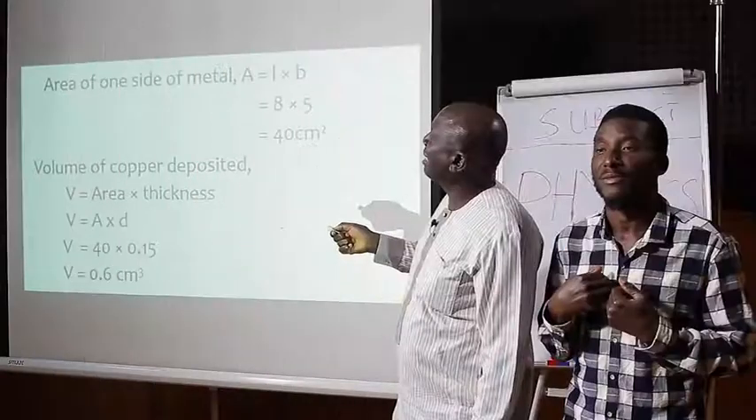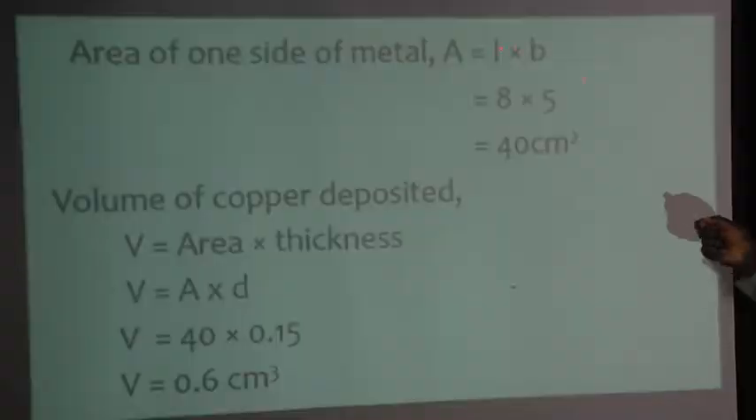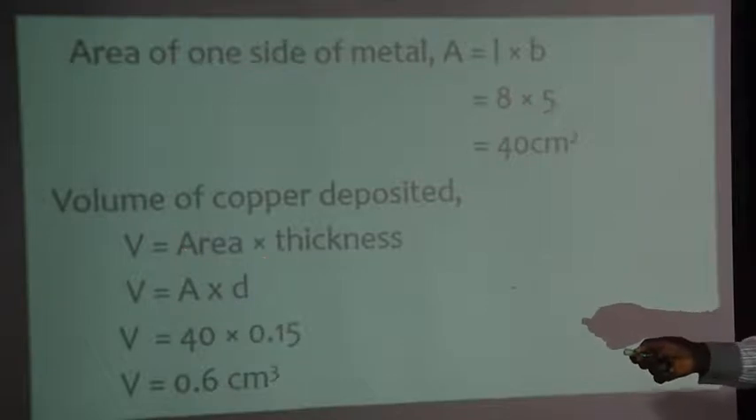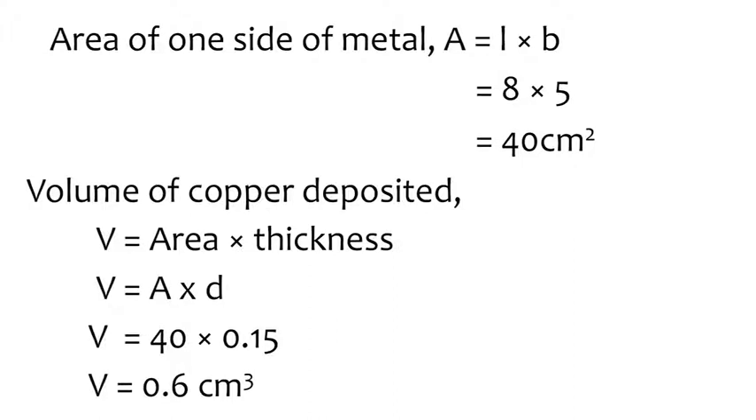So we have area of one side of metal, A, equals length times breadth, which is 8 times 5, and that gives us 40 centimeters squared. Then volume of copper deposited. Volume is equal to area times thickness, V equals capital A times small d. Substituting our values, we have V equals 40 times 0.15, and that gives us V equals 0.6 centimeters cube.